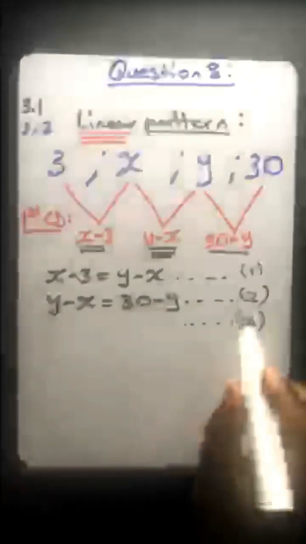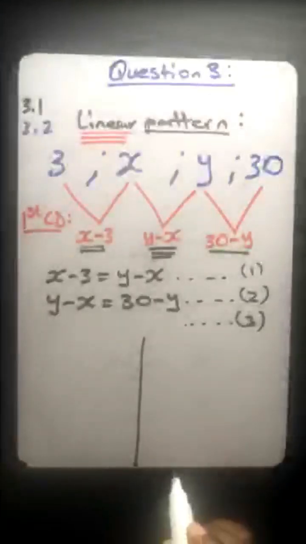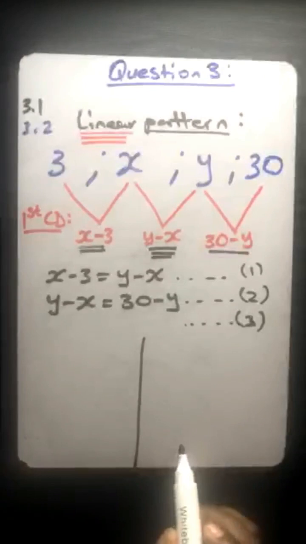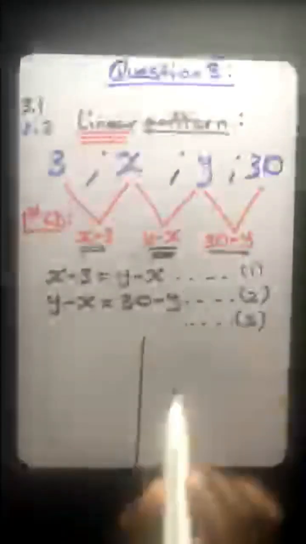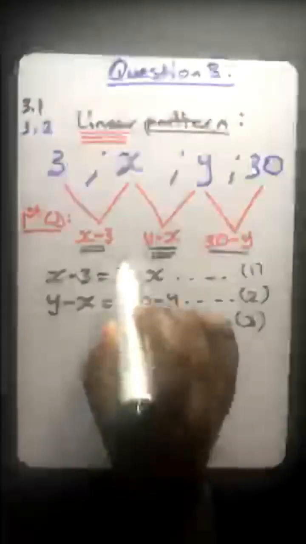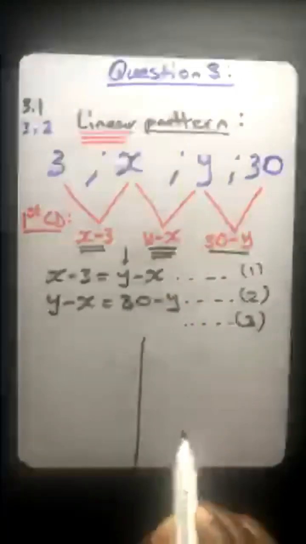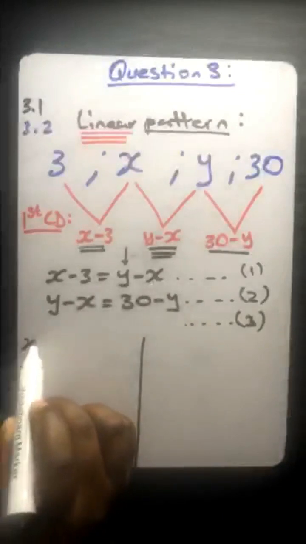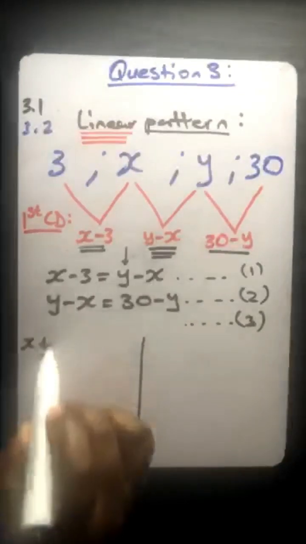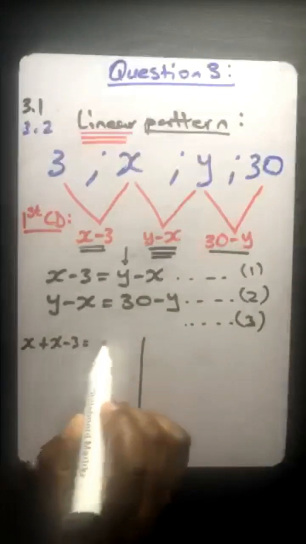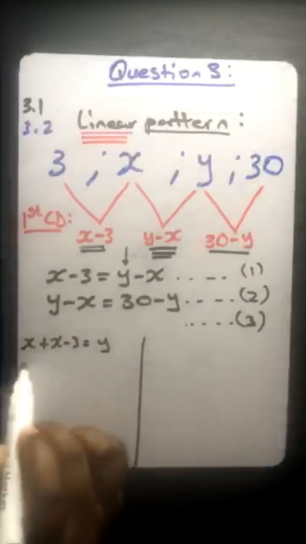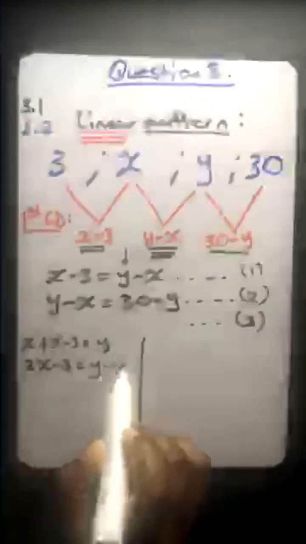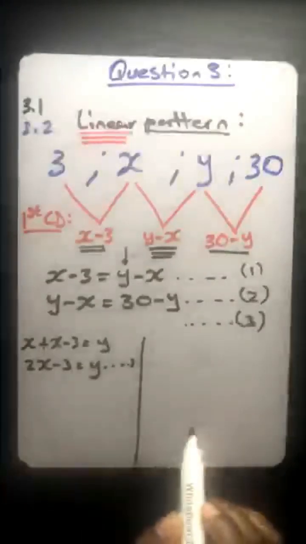Okay, so let's say in this case, for the purpose of us noticing the difference, maybe let's try to see if we can use equation number one. So obviously it is the y that you can make the subject of the formula. How do you do that? You transpose that, it becomes positive x, then you add it to that x which is already there, minus 3. So it's more like you are having 2x minus 3, which is equal to y, that you can regard as your equation number 3.